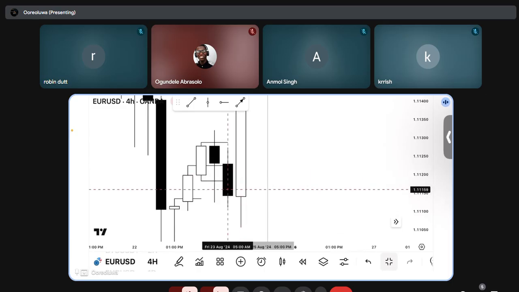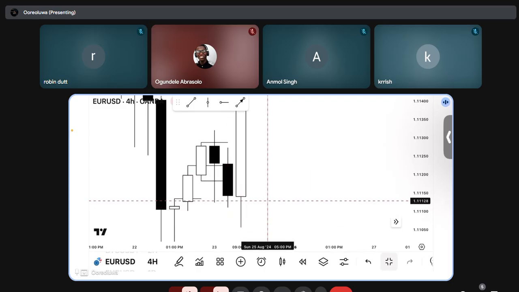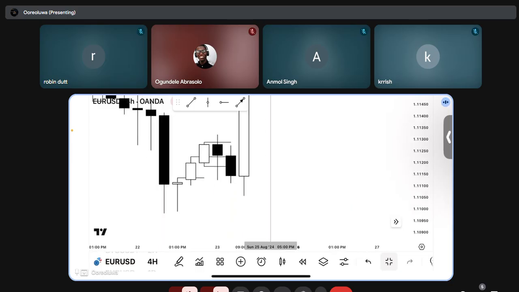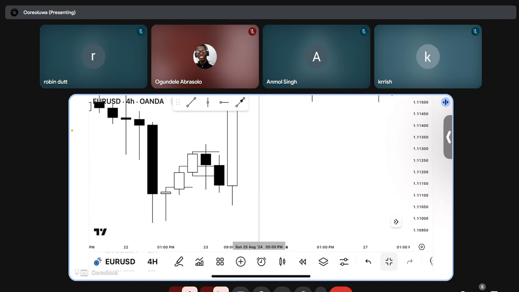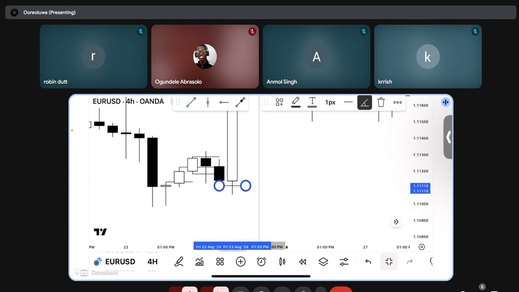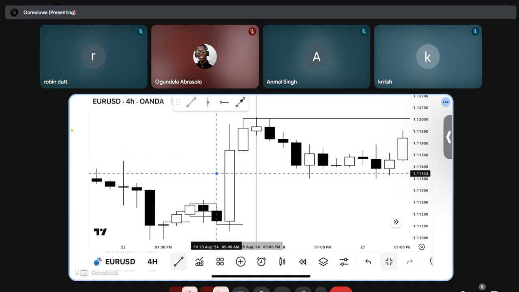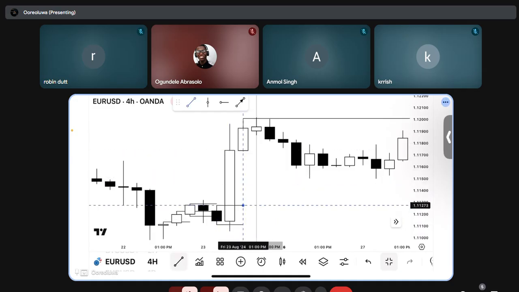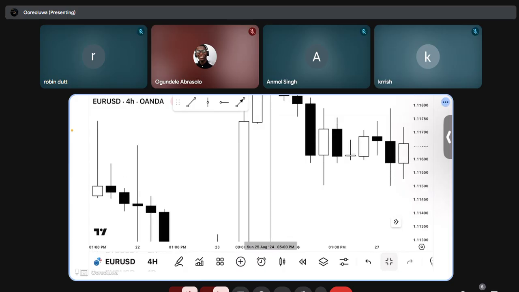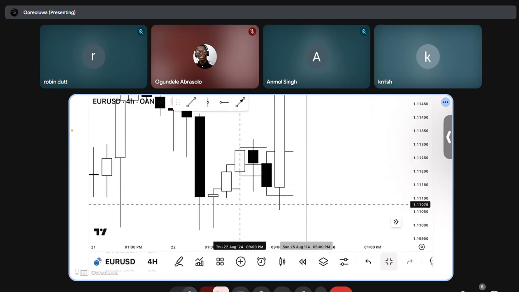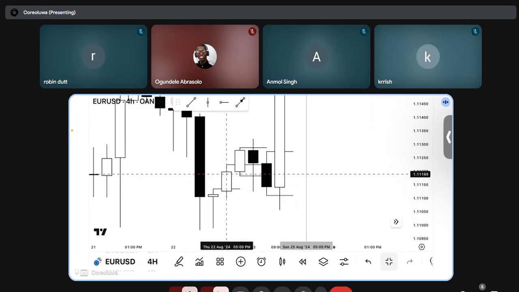Start closing below. So the first close below is like a full confluence for us to start selling. But we wicked below it, right? We wicked below and closed above, making it a bullish move. So we've been bullish right from this point. Yeah, right from this point, we've been bullish.